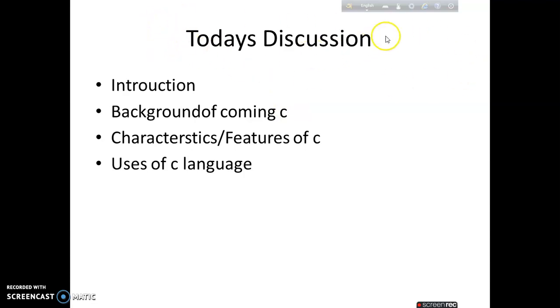Now our today's discussion agenda: first is the introduction, then the background of how C came about, then the characteristics or features of the C language, and last are the uses of C language. So we go forward to our course.